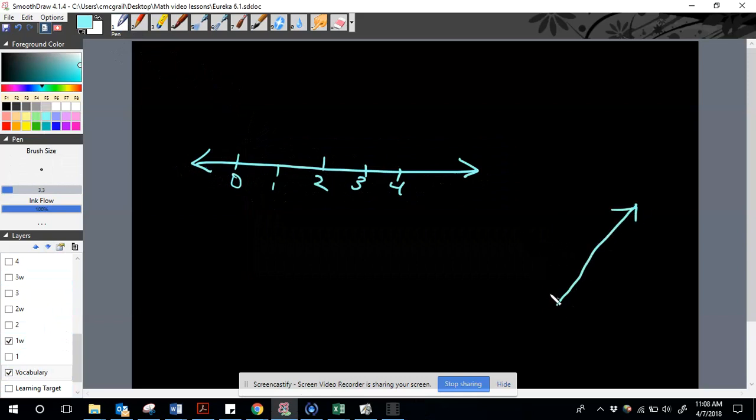They can go up to the side. They can go from right to left. 0, 1, 2, 3. They can go up and down. They can go down and up. So just keep that in mind.